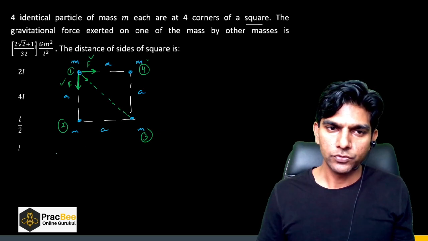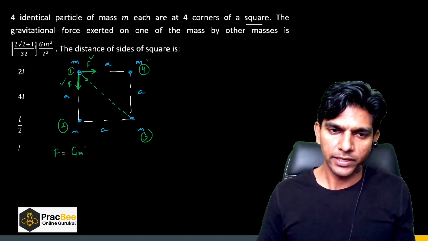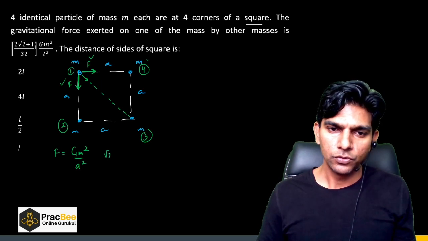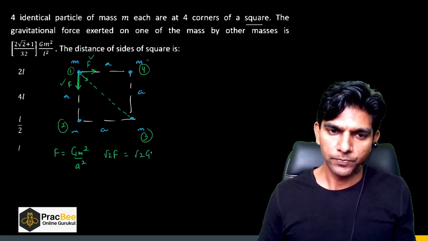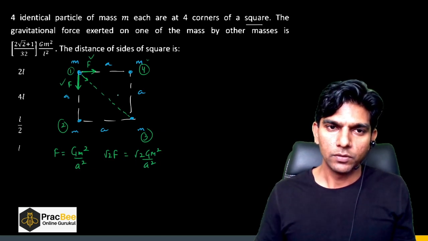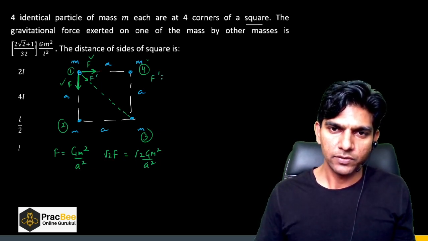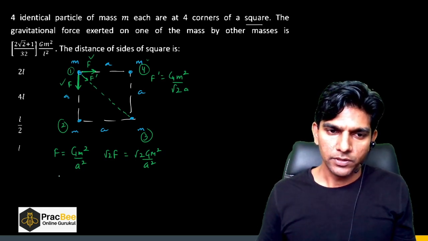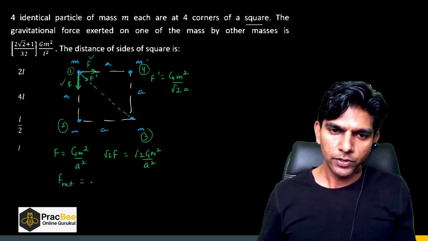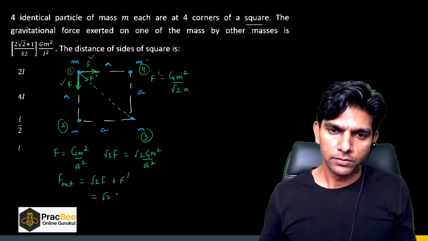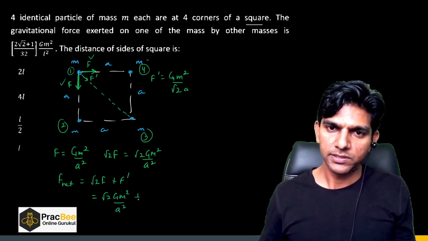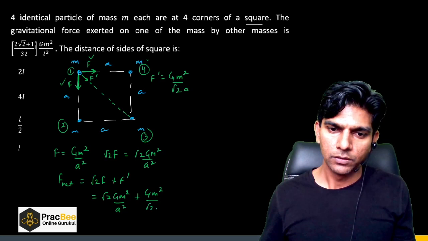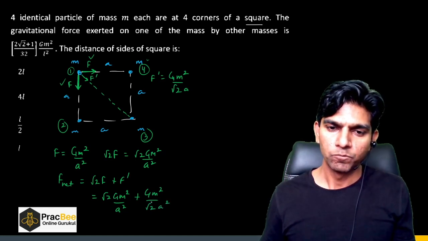So if I take the resultant of these two perpendicular forces, their resultant will be along the diagonal. So the resultant of these two forces will be what? F will be G m square by a square. So root 2 F will be the resultant of these two forces, so root 2 G m square by a square. Now say this force is F prime. So this F prime will be G m square by 2a square, because root 2 a is the distance between the diagonally opposite masses. So now the net force on mass 1 will be root 2 F plus F prime.